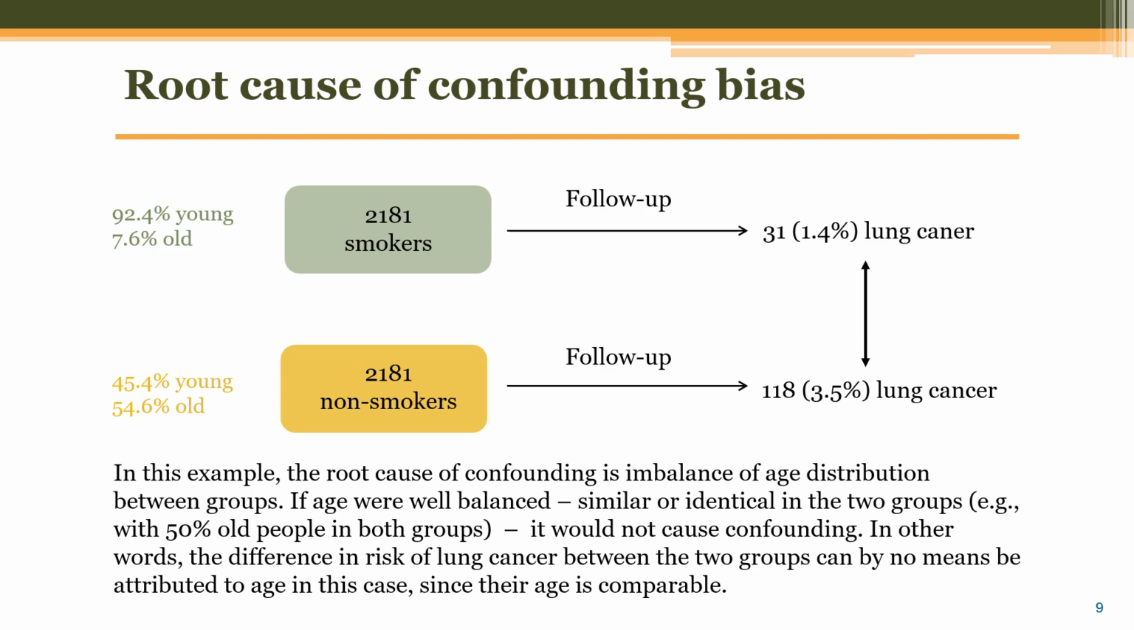Now let's come back to the example of smoking and lung cancer. In this example, the root cause of confounding by age is the imbalance of age distribution between groups. If age were well balanced, it would not cause confounding because the difference in risk of lung cancer between the two groups can by no means be attributed to age in this case.